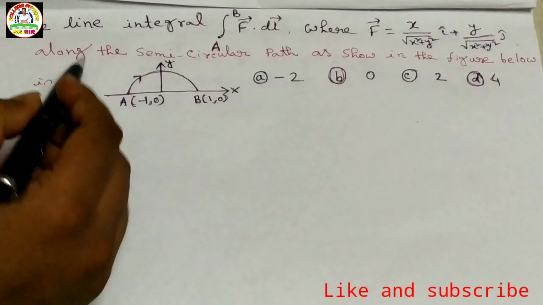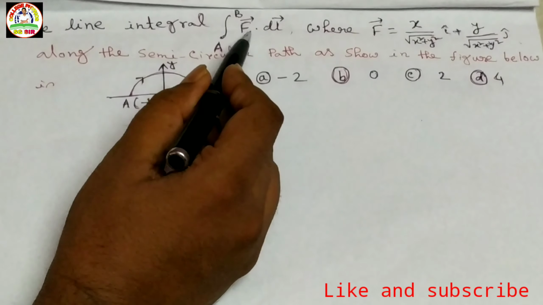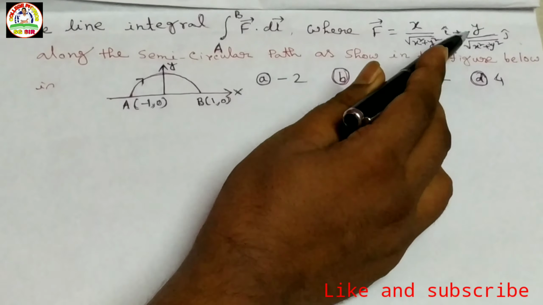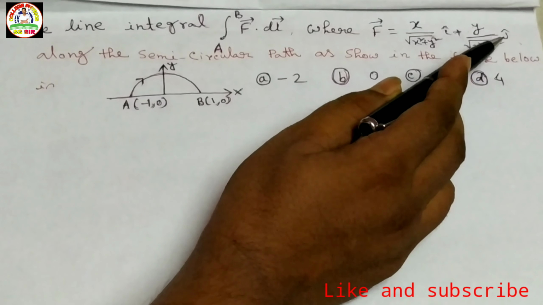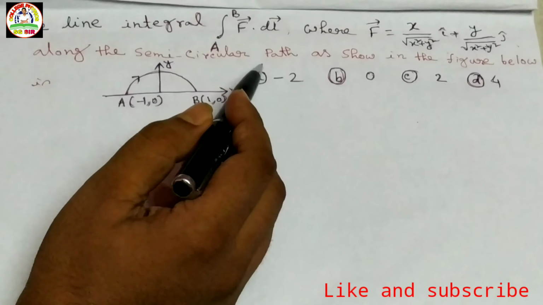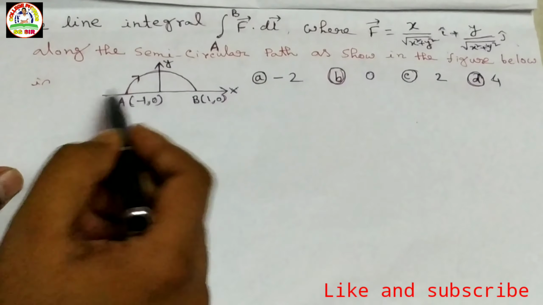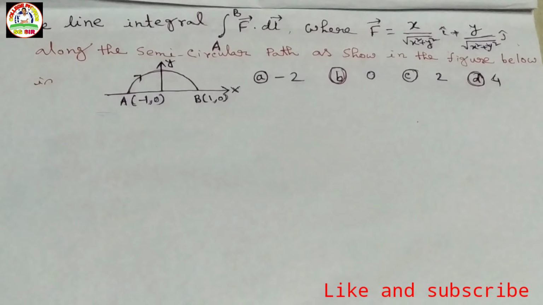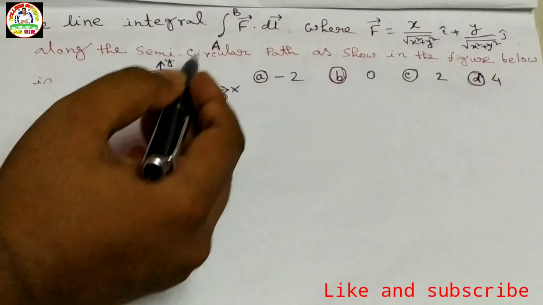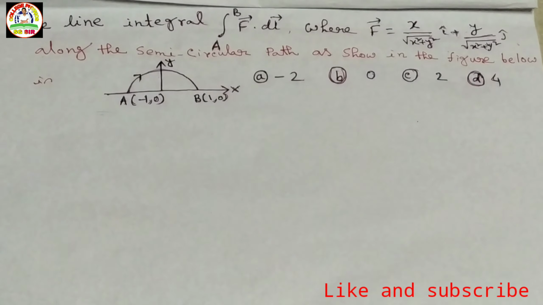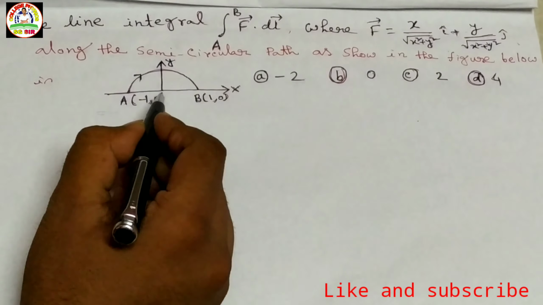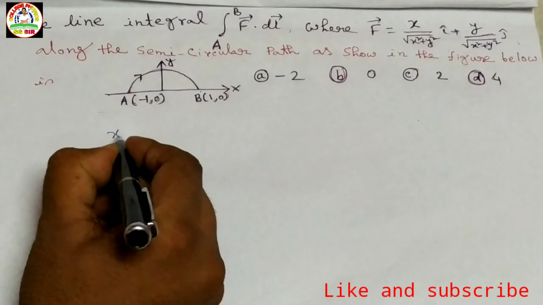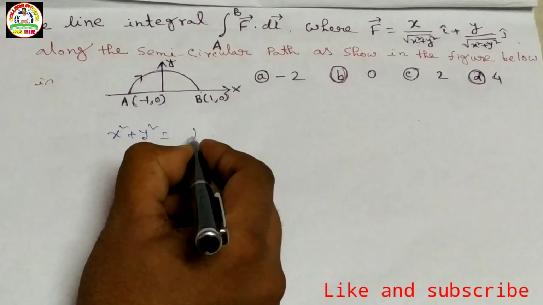Now next question from JAM 2011. Question asked: the line integral from a to b of f dot dl, where f is equal to x by root over of x square plus y square i cap plus y by root over of x square plus y square j cap along the semicircular path as shown in the figure below. This is minus 2, 0, 2, 4. So we calculate the line integration f dot dl. Here the radius of the circle is 1.